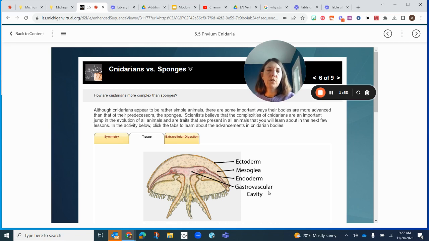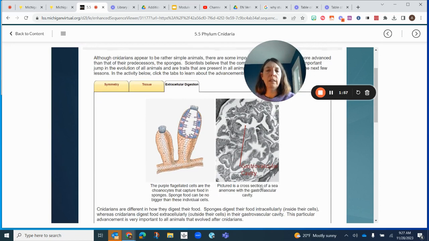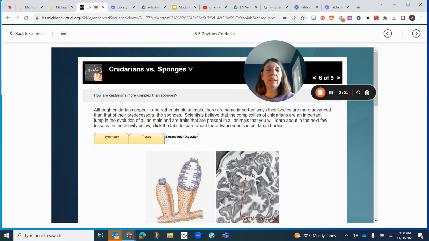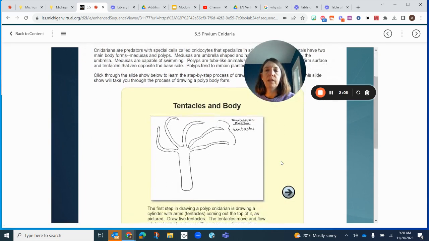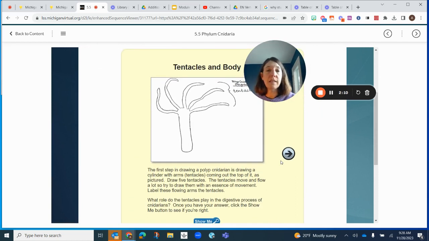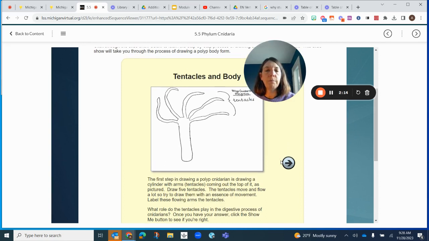Comparing that to the sponges, it's a different way that they digest their food. This is a step-by-step for the drawing. And so the first step is you're drawing the polyp Cnidaria.